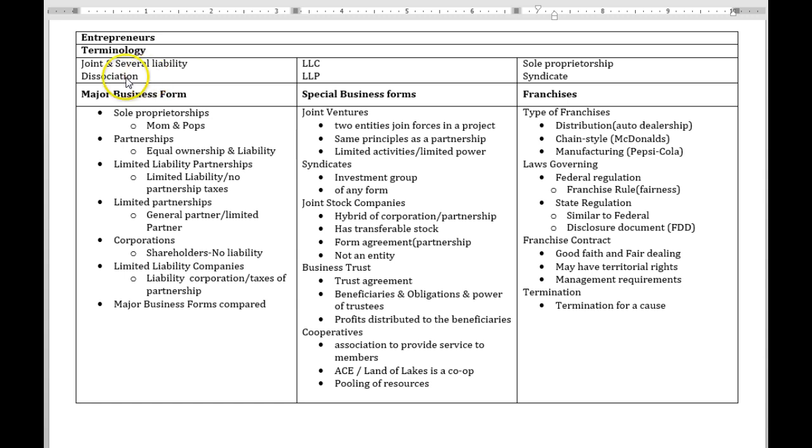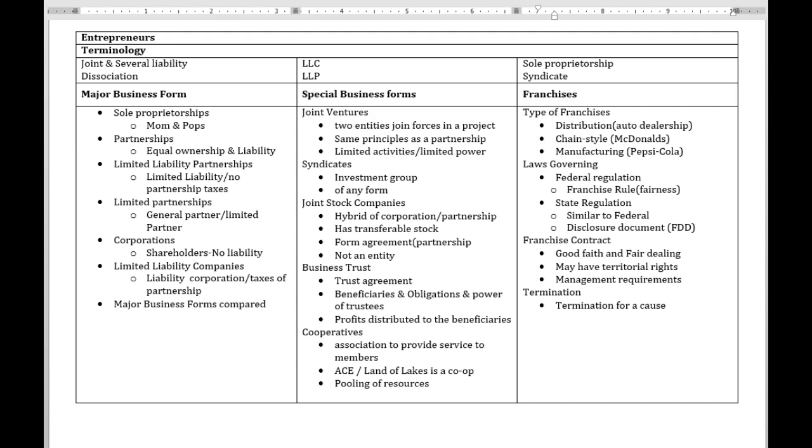And there's disassociation, which basically is saying in a business situation, I want to disassociate myself from that firm, be that corporate or be that partnership. That's usually found within a partnership, but you will disassociate yourself from the firm.